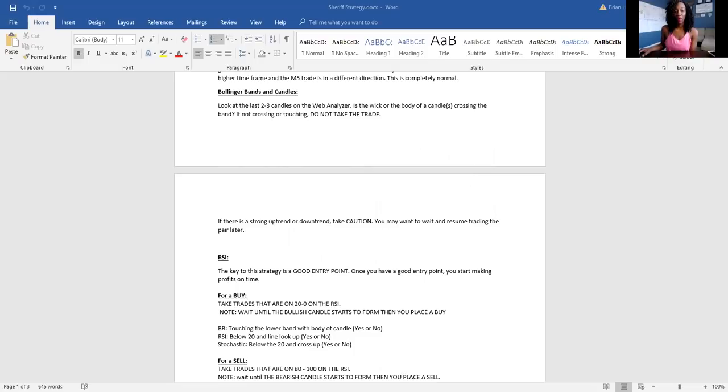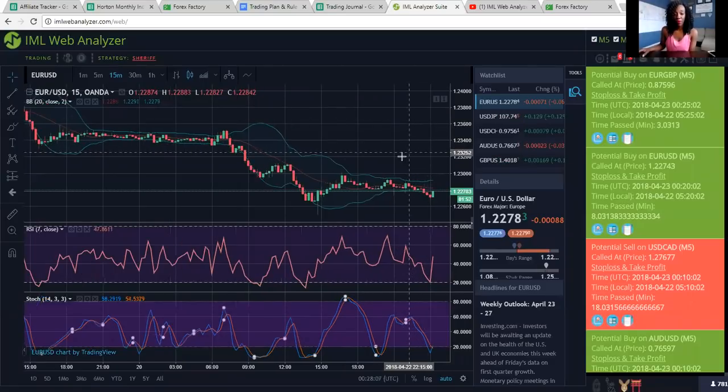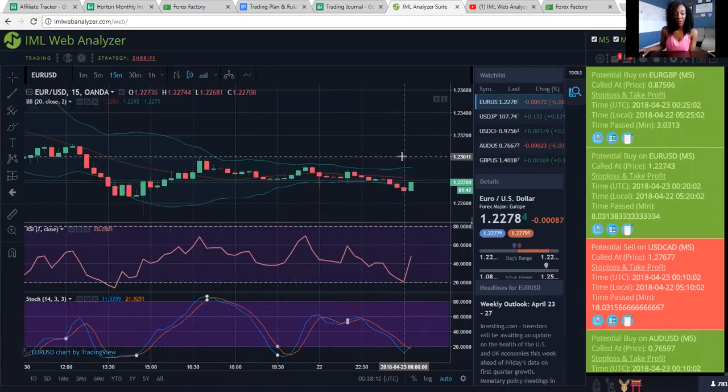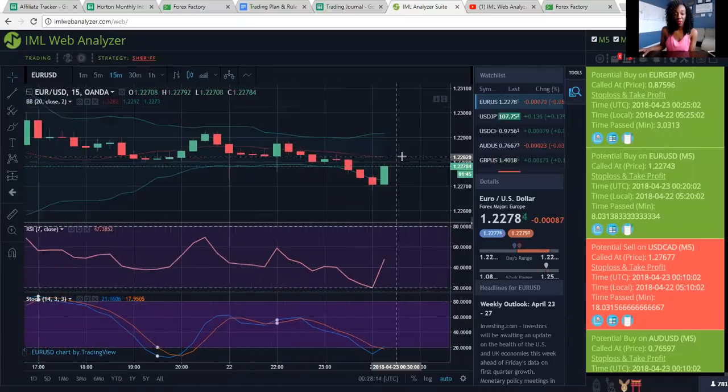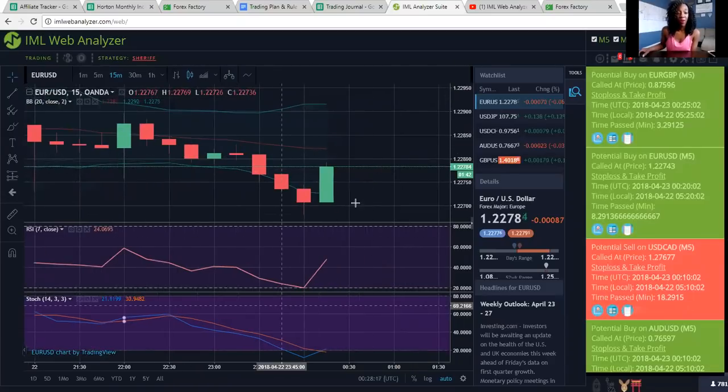So let's go over exactly what that should look like. And then I'm gonna show you a trade that I took where it's a good example of what you're looking for. So I'm gonna give you an example right here, okay? So notice this is Euro USD. I'm gonna make this a little bit bigger because this is a great example. And if you notice right here, on our document, they called a buy, so this is a buy, all right?